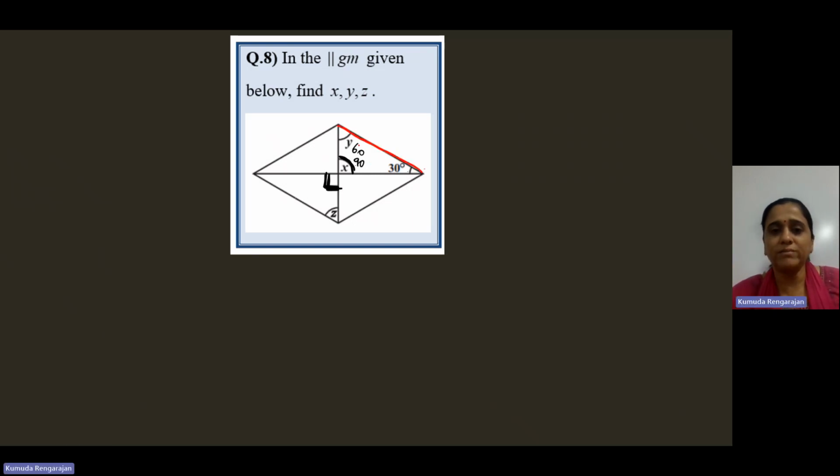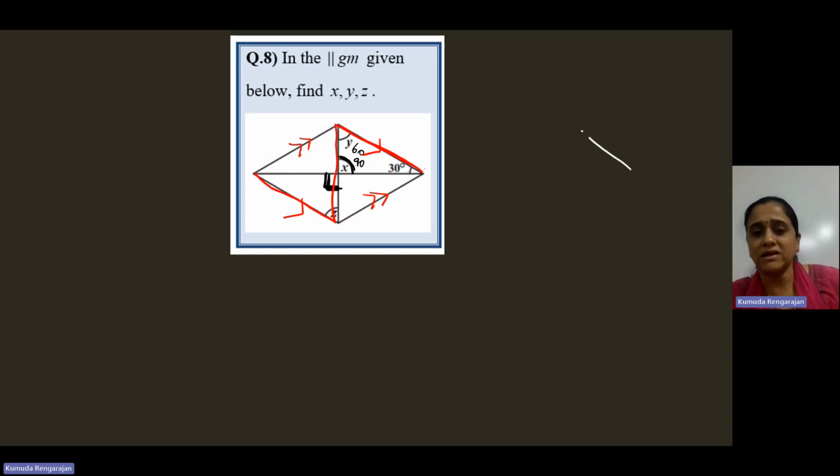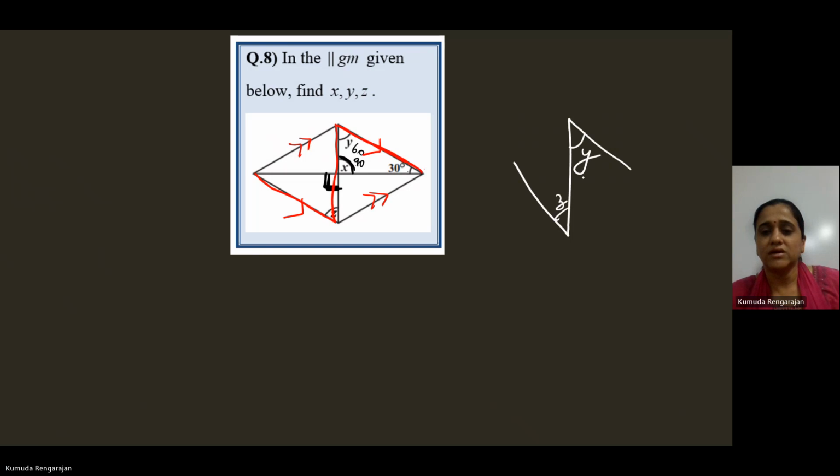Parallel line. Why parallel? Because opposite sides are parallel. It's a parallelogram. Opposite sides are parallel. Parallel line, transversal, parallel line. So you can see a parallel line, transversal, parallel line. So here is Y and here is Z. This we already found is 60. So this is also 60.